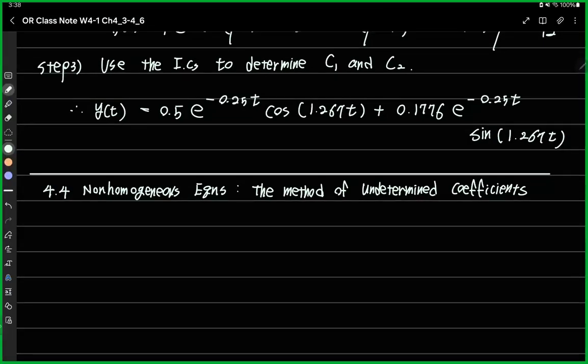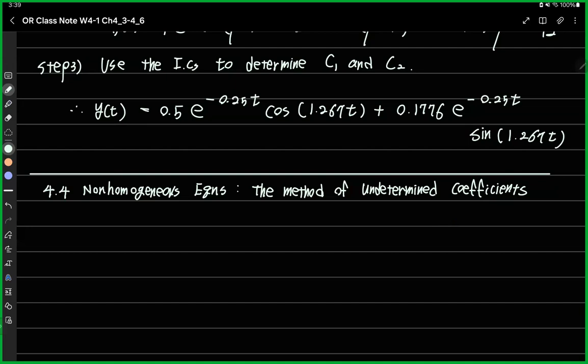Okay, so let's see 4.4, non-homogeneous equations. So we're gonna learn the method of undetermined coefficients. Some coefficients are involved in the solution to the equation, and we're gonna determine the coefficients.